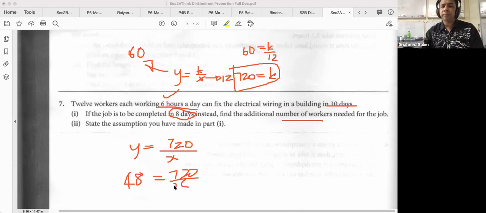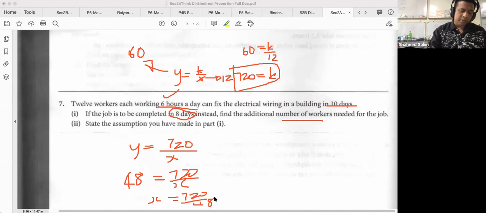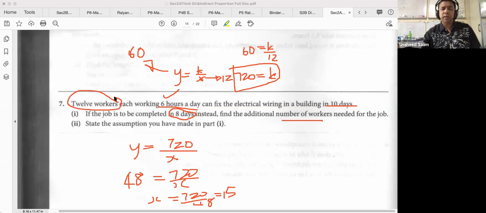Can you find? So you divide. Okay, if let's say now you bring this up and you bring this down, you get 720 divided by 48. You will get 15 workers. So now they ask you there's 12 workers. Now, you need how many more? We need 3 more.